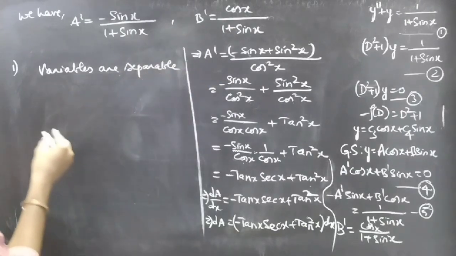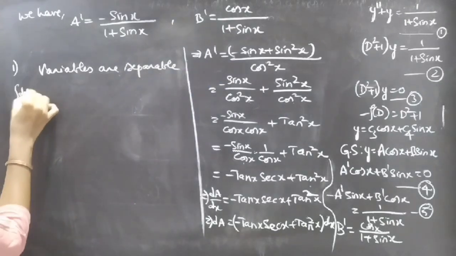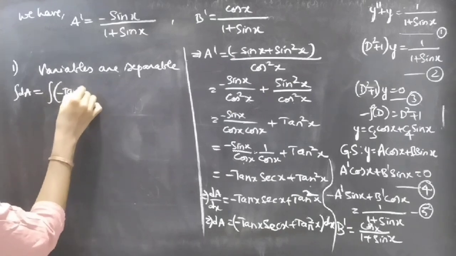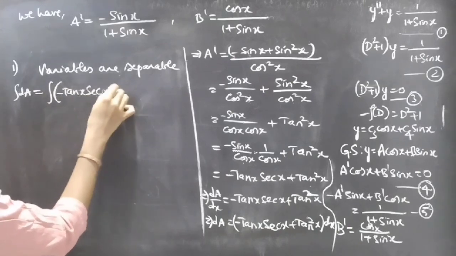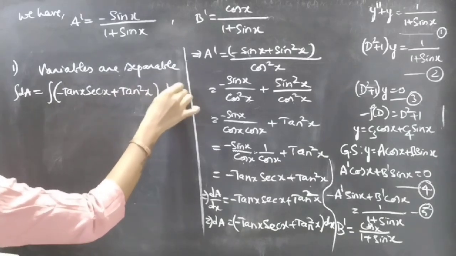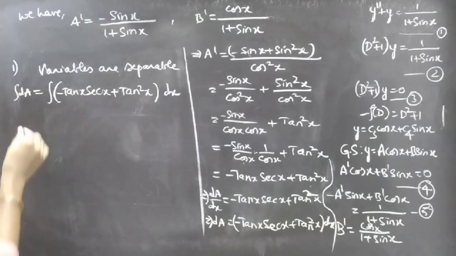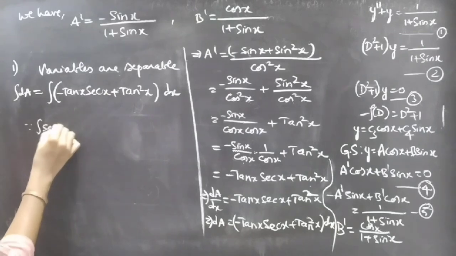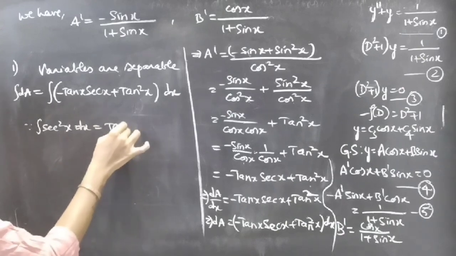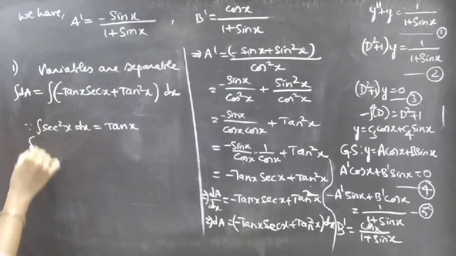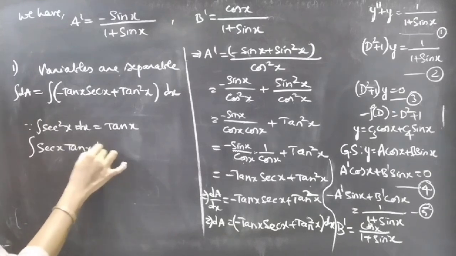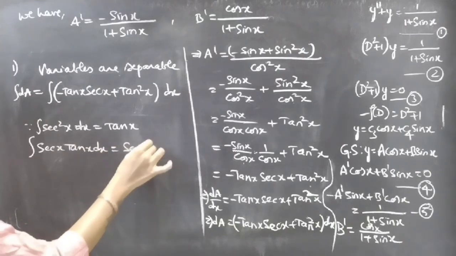So we can perform integration. Integral dA equals integral of minus tan x secant x plus tan square x into dx. Since we know that integral secant square x dx equals tan x and integral secant x tan x dx equals secant x, right?